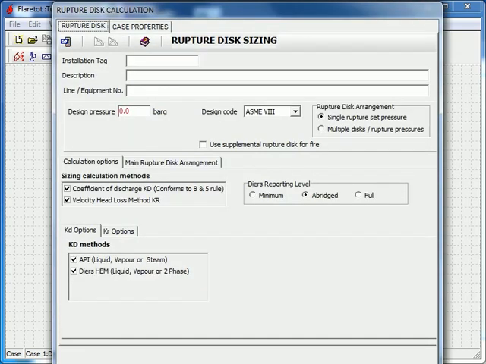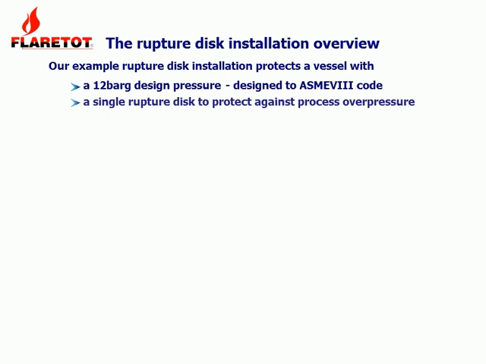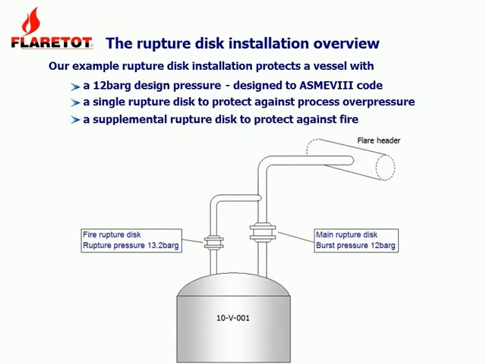We are now ready to define the details of the rupture disk installation. Our example rupture disk installation protects a vessel with a design pressure of 12 bar gauge. It is designed to ASME 8 code. As allowed by this code, the installation has both a main and a supplemental rupture disk. The main rupture disk protects against process overpressure, while the supplemental disk protects against exposure to fire.